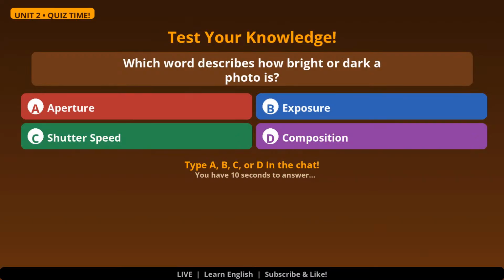Can you get this right? Here's the question. Which word describes how bright or dark a photo is? Option A, aperture. Option B, exposure. Option C, shutter speed. Option D, composition. Think about it. Type A, B, C, or D in the chat. You have 10 seconds.